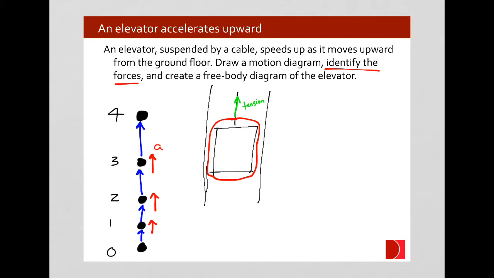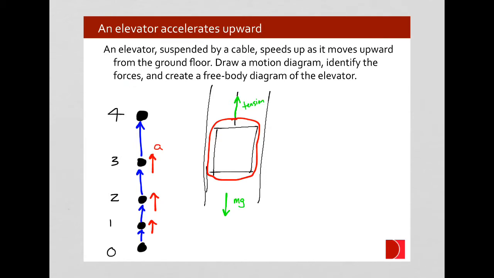The only other force to consider then will be gravity. Gravity is our long-range force, and we look at our long-range forces after we look at whatever forces are actually touching our object, like tension. And so here, the tension and gravity are the only forces acting on our elevator.